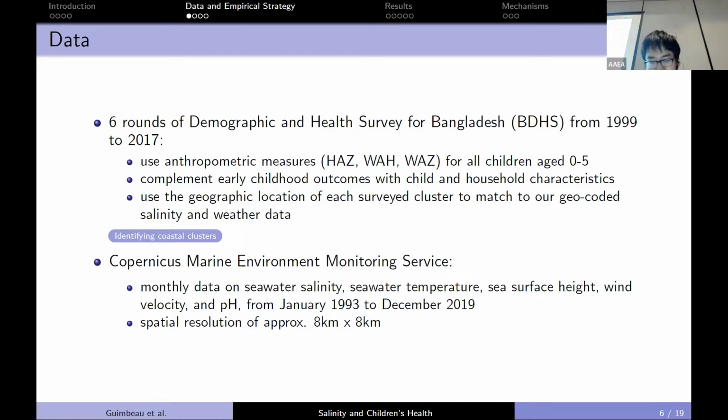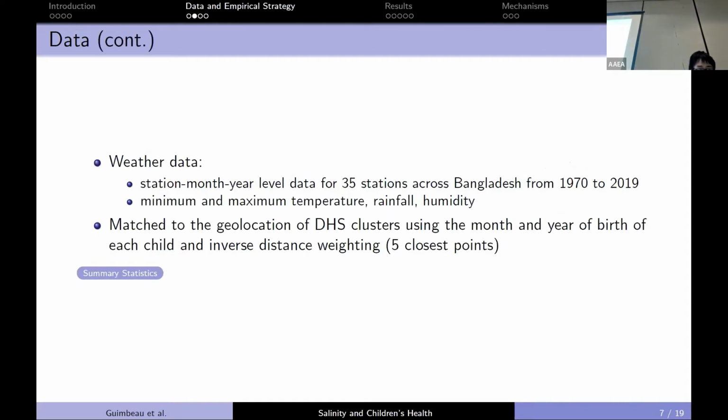Other than climate change. And for oceans it's actually quite precise, in the sense that 8 kilometers by 8 kilometers seems to be giving us enough variation for us to be able to say something about the impact. We also have weather data, station-month level, year level data from 35 stations across Bangladesh. And then we match that with the geocoded DHS locations.